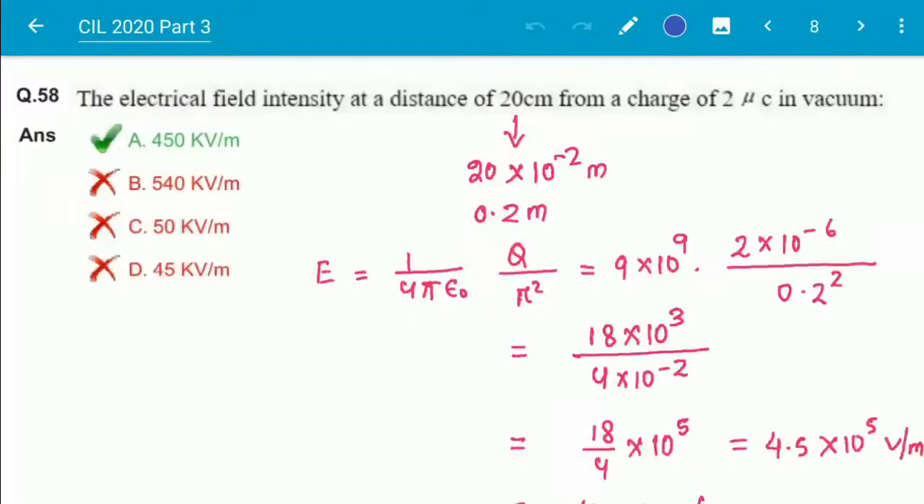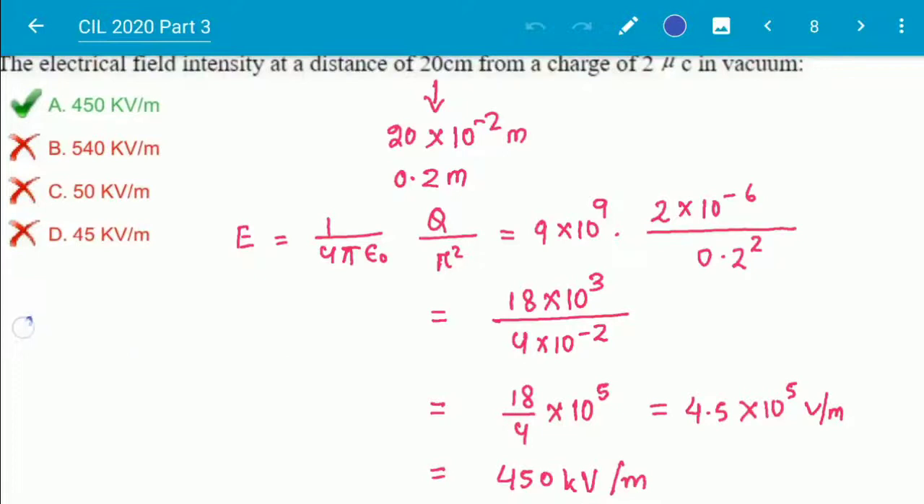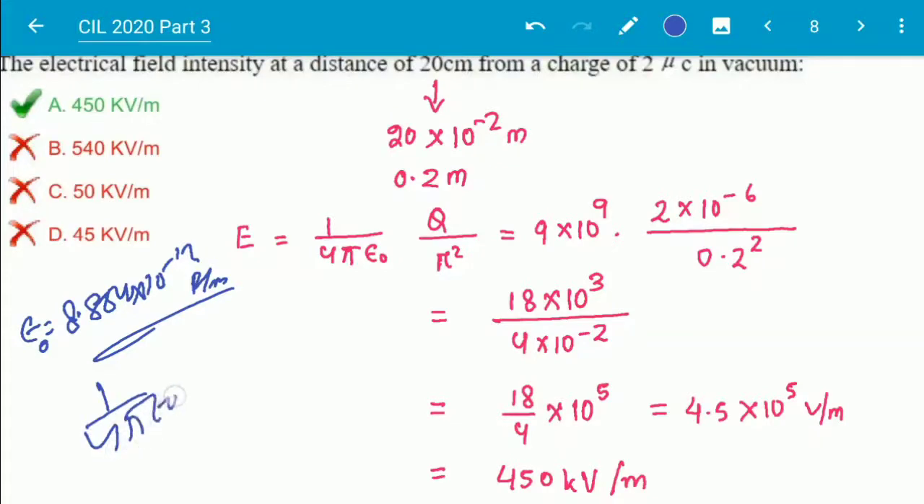Next question. Question number 58. The electric field intensity at a distance of 20 cm from a charge of 2 microcoulomb in vacuum is? In vacuum, epsilon naught is given as 8.854 into 10 to the power minus 12 farad per meter, and 1 by 4 pi epsilon is given by 9 into 10 to the power 9. And here the formula is 1 by 4 pi epsilon into q by r square.